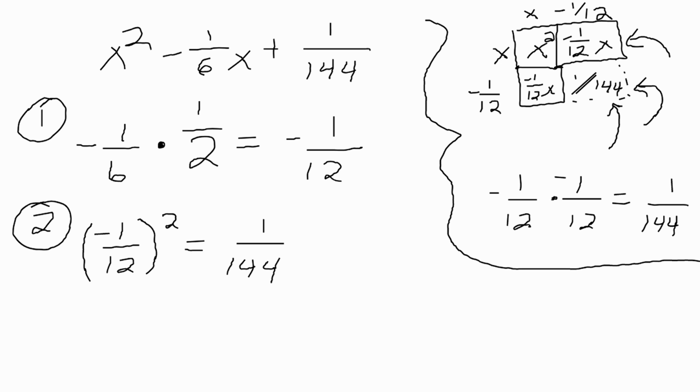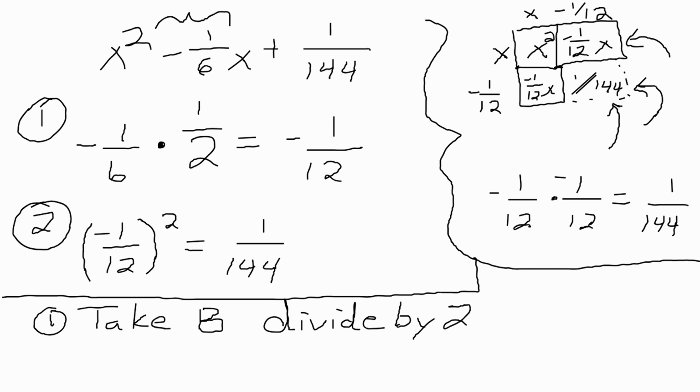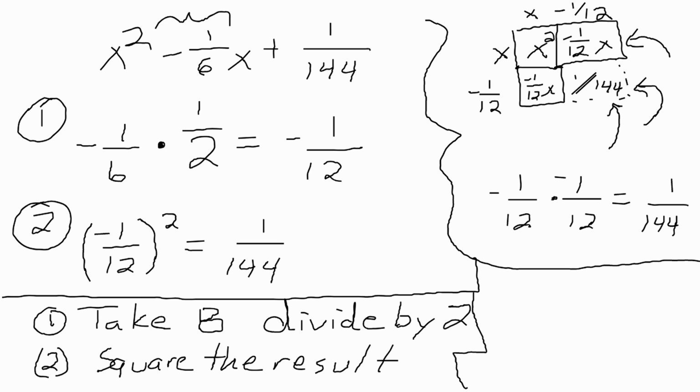And the way you can think about it in the future is you could write yourself a recipe. You could write yourself an algorithm. That's what mathematicians call it. And so the algorithm is: take B, where B is the number that is your linear component, or the number that's just being multiplied by x here. Take B, divide by 2, or multiply by 1/2, and then square the result. That's how you complete the square if you want to just look at it in terms of a recipe, but the meaning comes from literally completing a square.